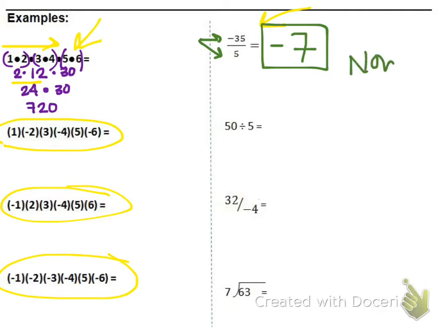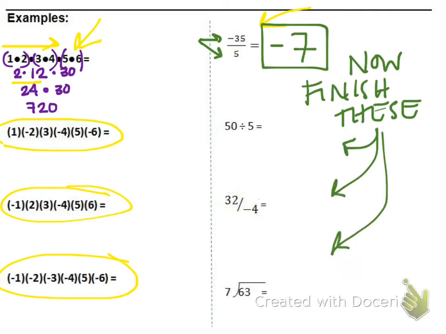Now let's take a look at these next 3, and I'd like you to try these on your own. Please finish the following 3 problems of 50 divided by 5, 32 divided by negative 4, and 63 divided by 7. We'll take a look at these in class.